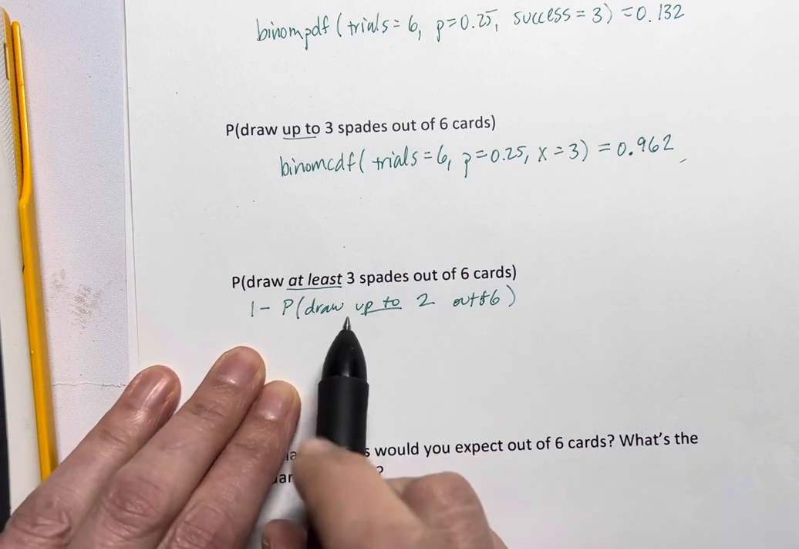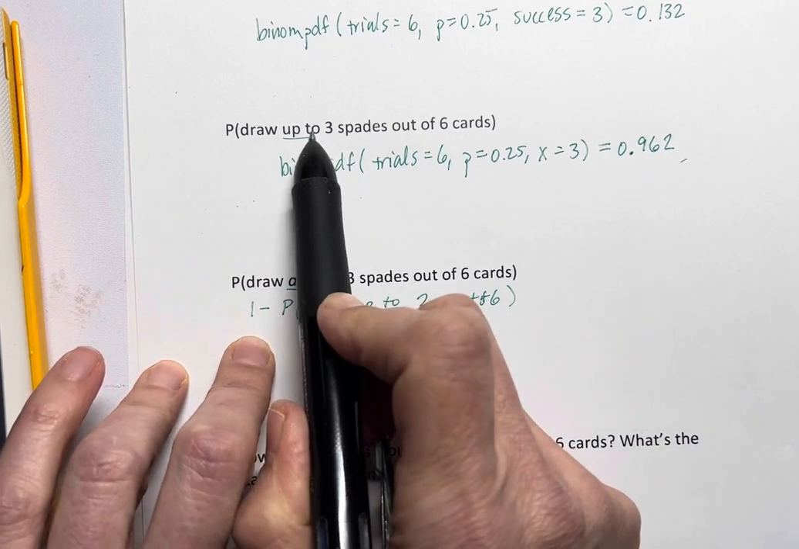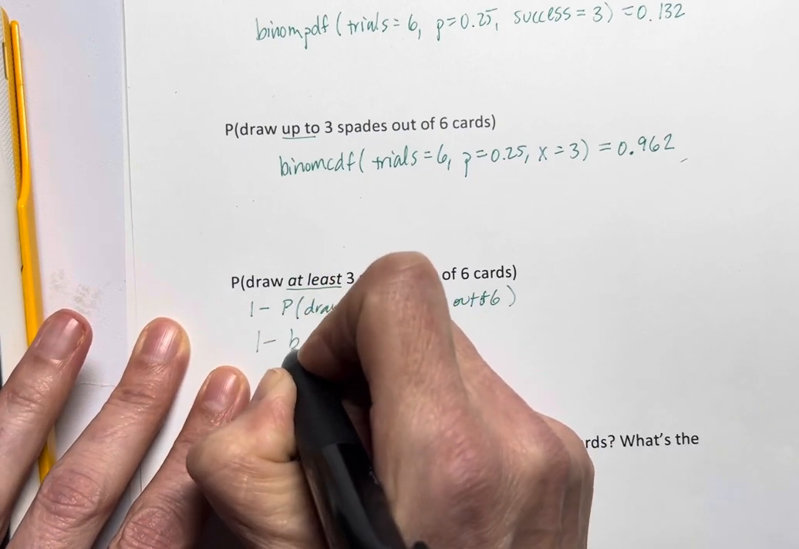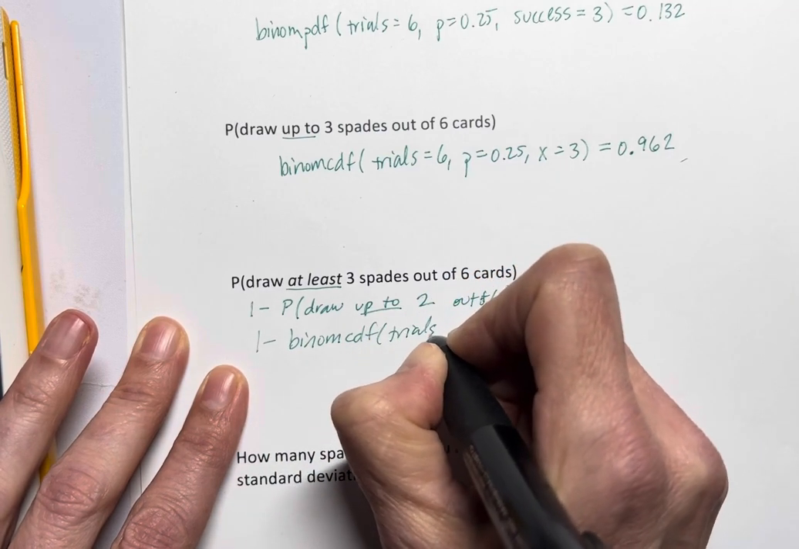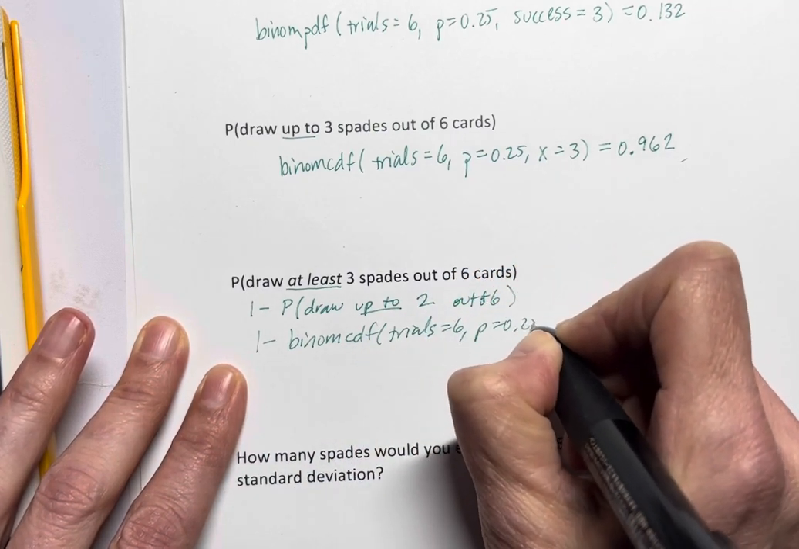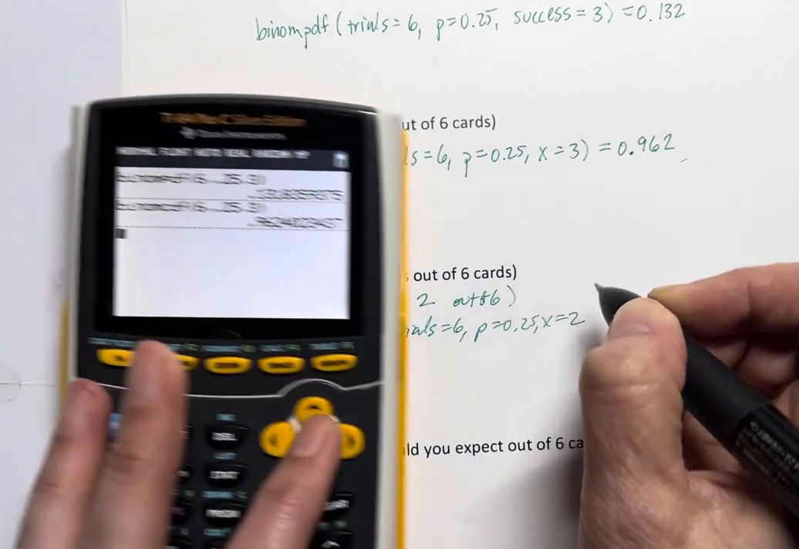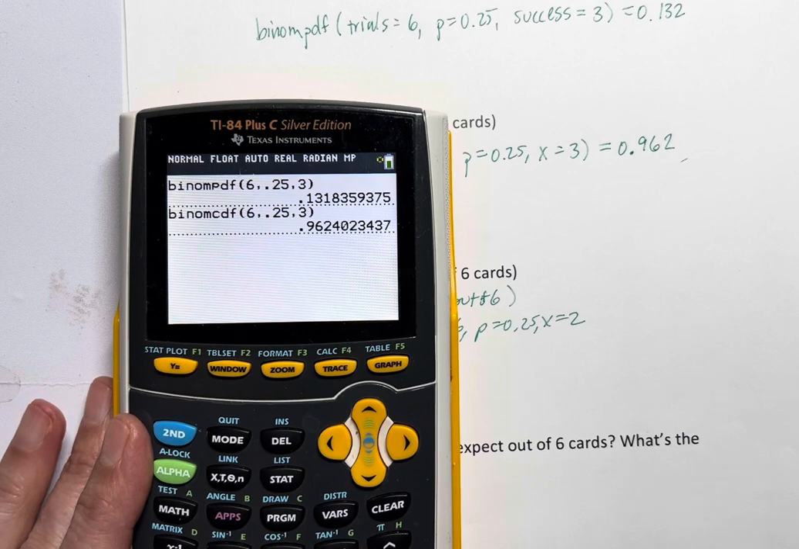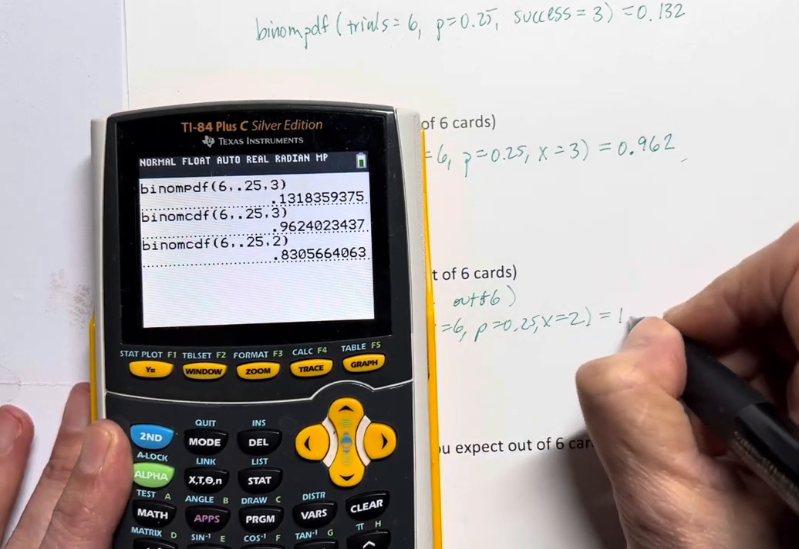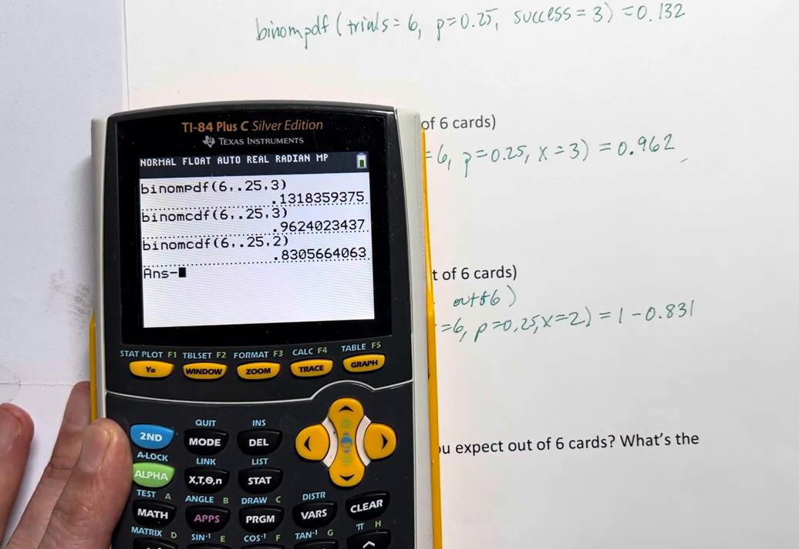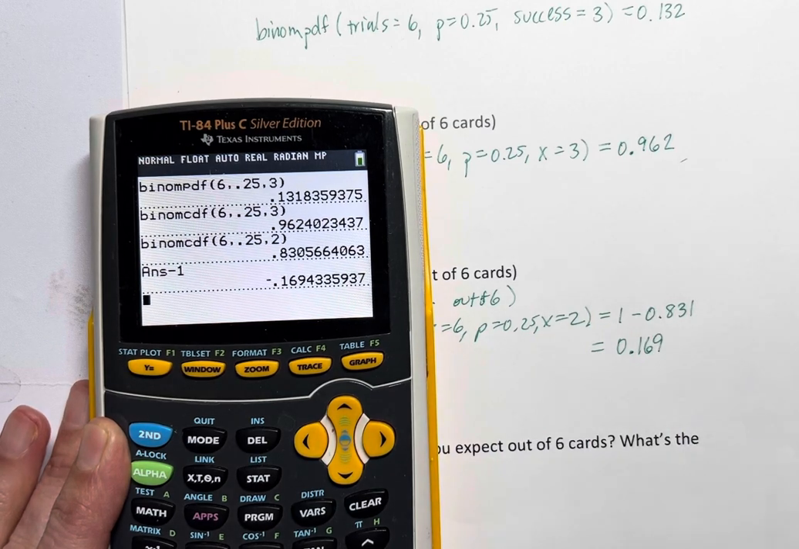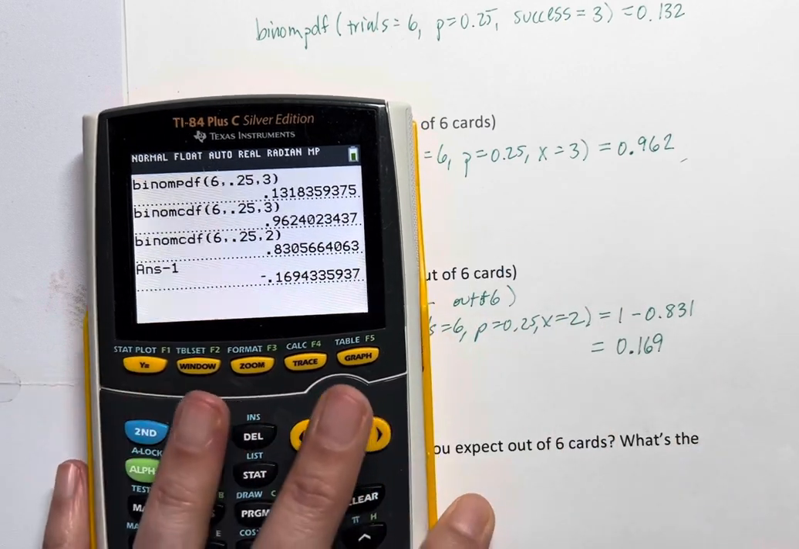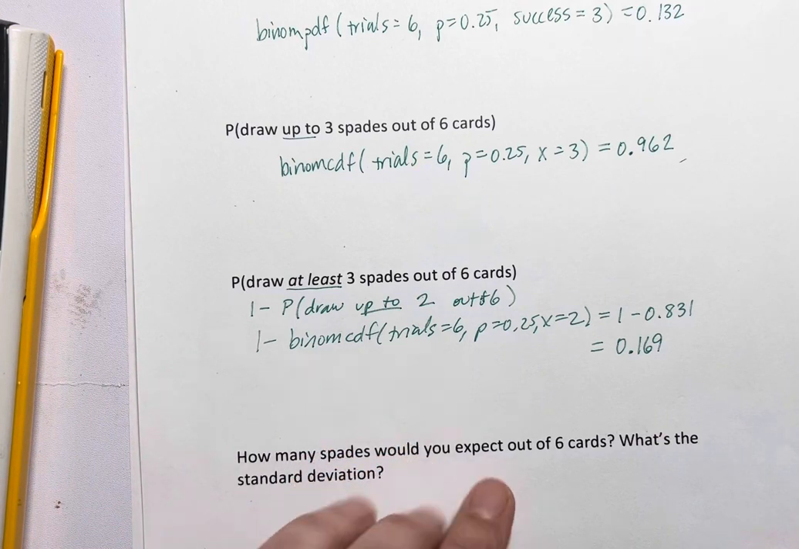But now when you see this up to 2, that's just like what we did before. So we'll have that 1 minus the binomial. That'll be a CDF again. It'll still be 6 trials, probability of a quarter. This time our X will be 2. I'm just going to do that and change that to a 2. And I get 0.831, so it's 1 minus the 0.831. So 1 minus that is 0.169. I'm too lazy to retype 1 minus those other numbers, so that's what we have. Because getting at least 3 spades out of 6, that doesn't sound as likely, does it?